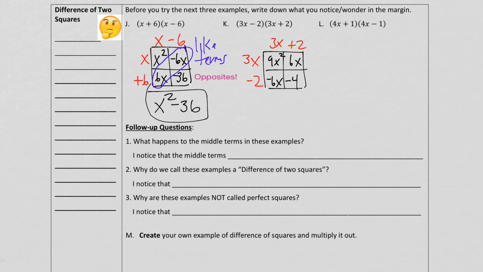Again, once we're here, we're done multiplying, but again, I have like terms. And again, in this example, notice how my like terms are going to be opposites again. So we know that opposites cancel, so here my answer is going to be 9x squared minus 4. So guys, with that, let's think about example L and then see what patterns you pick up on in these kind of examples based on how they're built.